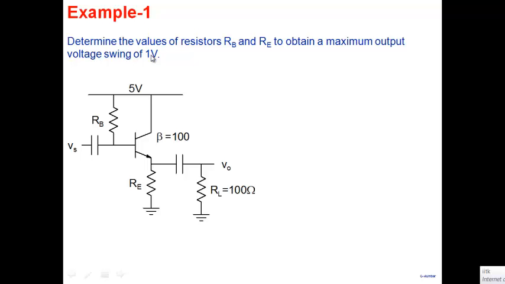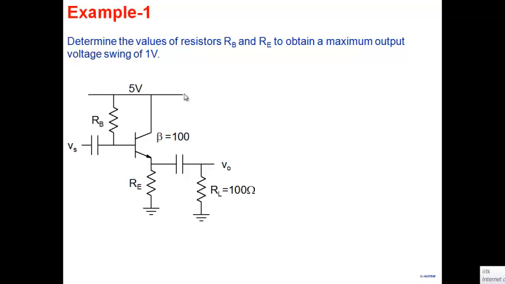So the issue is, how do we go about this? As you can see here, there are only 2 variables. All you need to do is find RB and RE. What is the right value of RB and what is the right value of RE? With the idea that my voltage swing is at least as large as 1 volt.